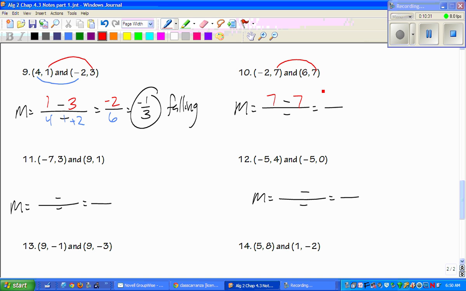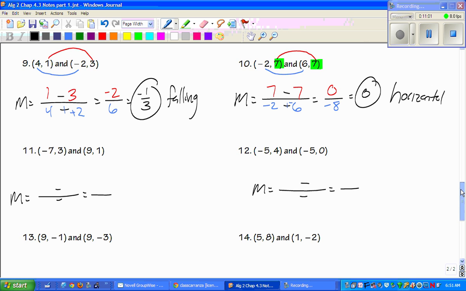All right, 7 and 7. Anytime you have the same number, be careful, okay? It's going to be one of those special cases. 7 minus 7 is 0. Negative 2 minus 6. If you need to do the click to remember what to do with the signs, go ahead and do it. 0 divided by negative 8 is 0, which means this is a horizontal line. All right.